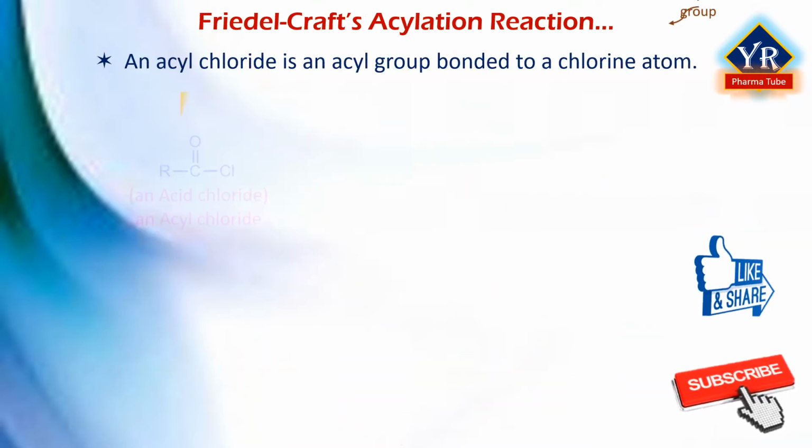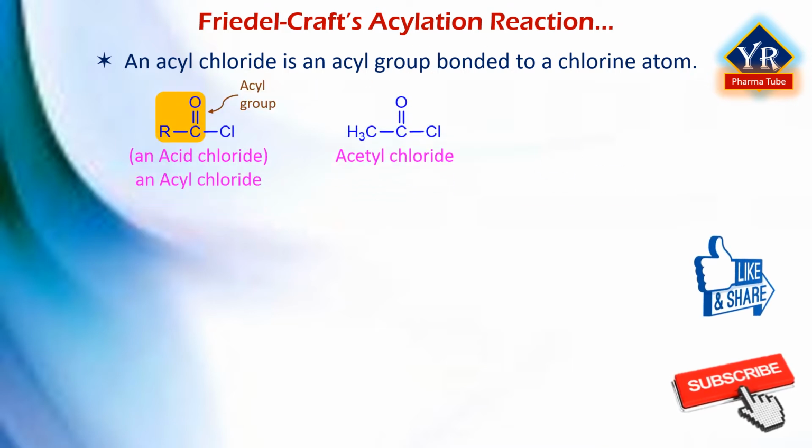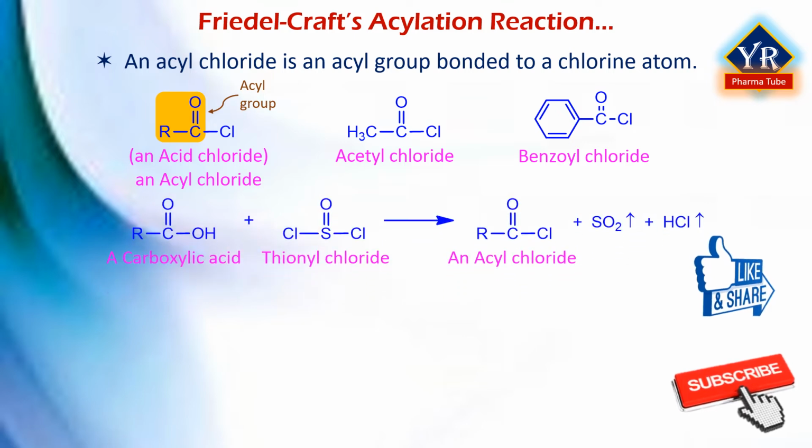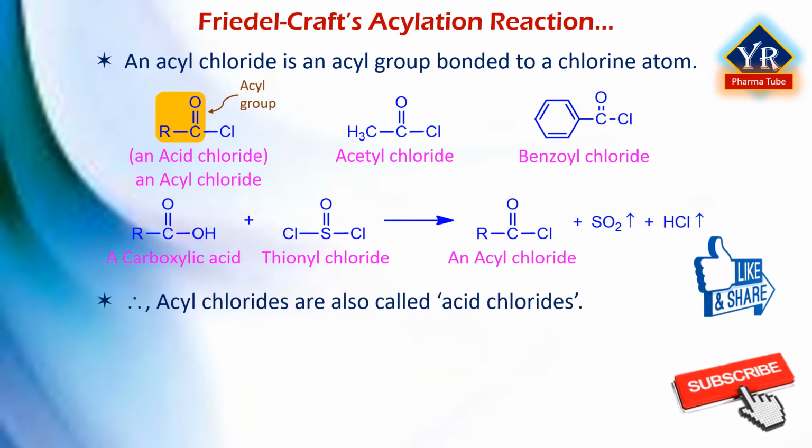An acyl chloride is an acyl group bonded to a chlorine atom. Acyl chlorides are made by reaction of the corresponding carboxylic acids with thionyl chloride. Therefore, acyl chlorides are also called acid chlorides. We will discuss acyl chlorides later when we discuss acid derivatives. Thus, the RCO group is called an acyl group, and a reaction whereby an acyl group is introduced into a compound is called an acylation reaction.